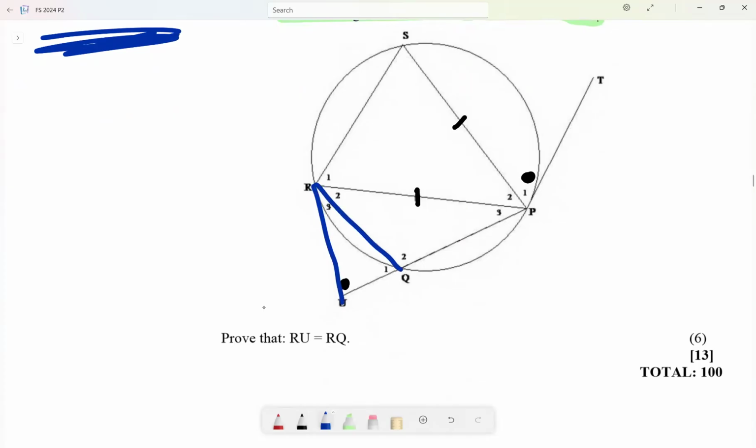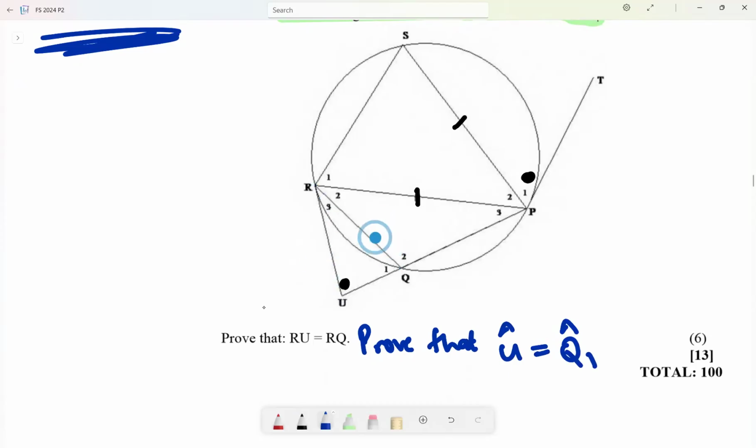RU is equal to RQ. So basically what we are trying to say is, if you are trying to prove this side is equal to this side, just when I give you a hint, prove that angle U is equal to angle Q1. If these two angles are equal, then these sides are equal. Remember the property that says opposite angles equal sides, opposite sides equal angles. Yes, this is our aim.